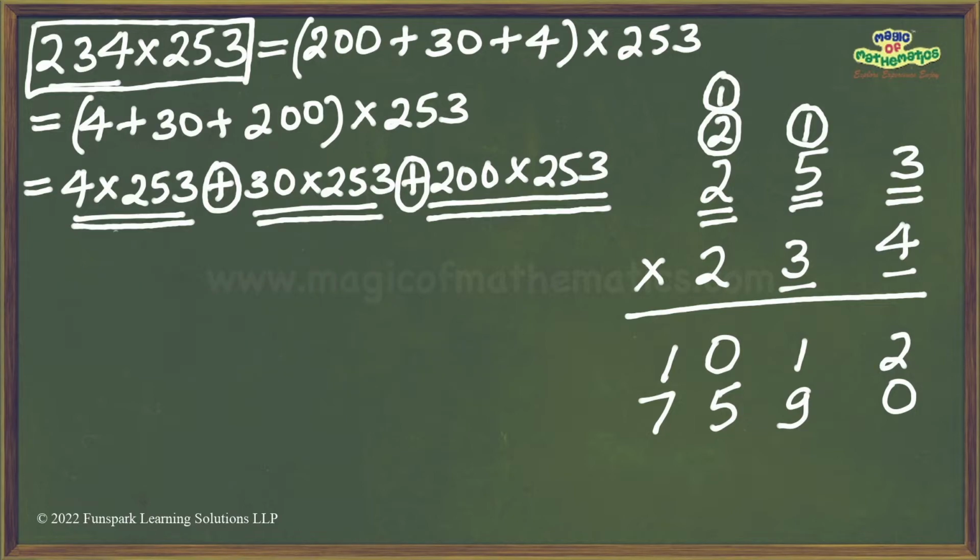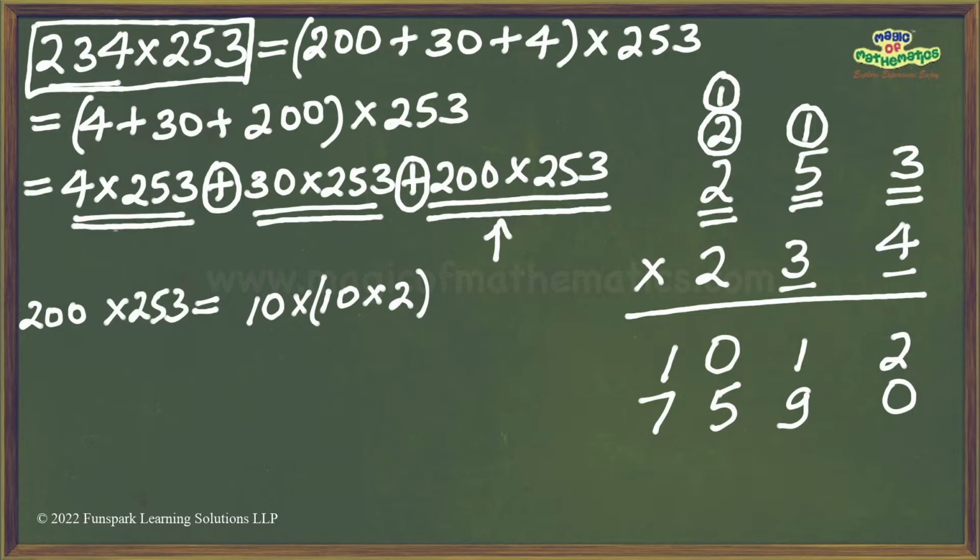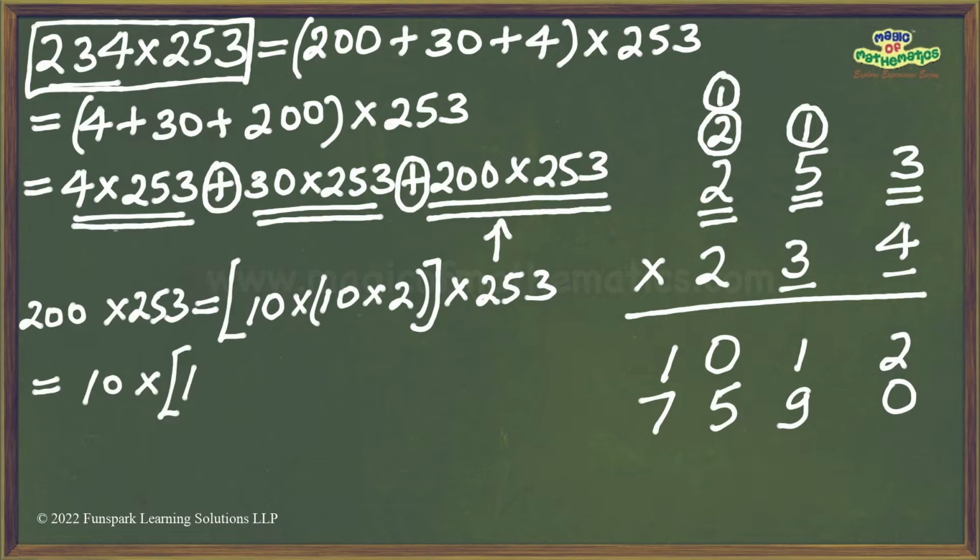Now I need to find out what is 200 times 253. We know that 10 times 2 gives us 20. Multiplying this by 10 will give us 200. So I can write 200 times 253 as 10 times 10 times 2 times 253. Multiplication is associative. So I can write this as 10 times 10 times 2 times 253.